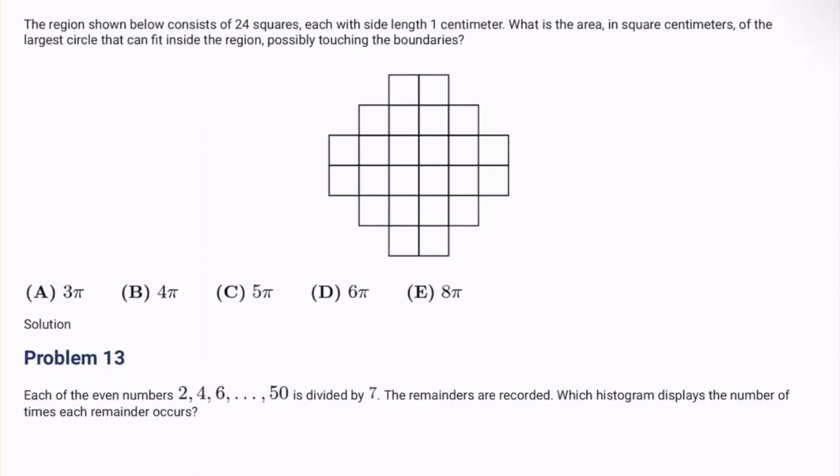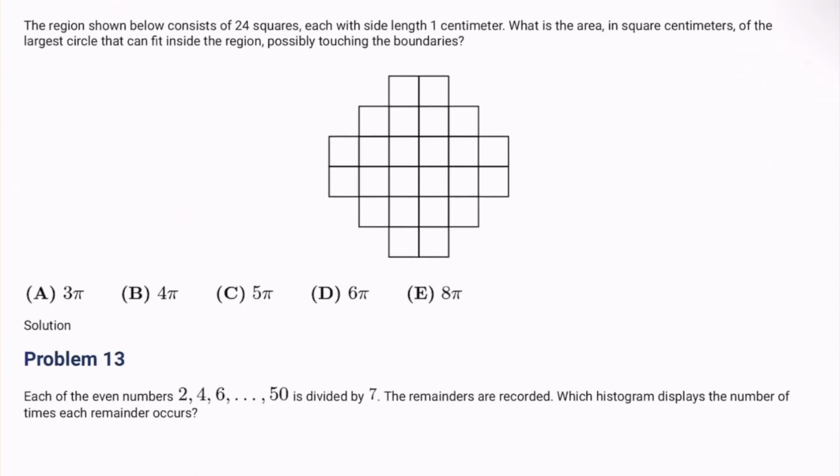The region below consists of 24 squares, each with side length 1 centimeter. What is the area in square centimeters of the largest circle that can fit inside the region, possibly touching the borders? Okay, so we know that this must be the center in order to maximize our circle. Of course, we can't just make the circle this, because this is kind of small. But instead, what if we make it bigger and bigger? This looks like it's the biggest it can be, right?